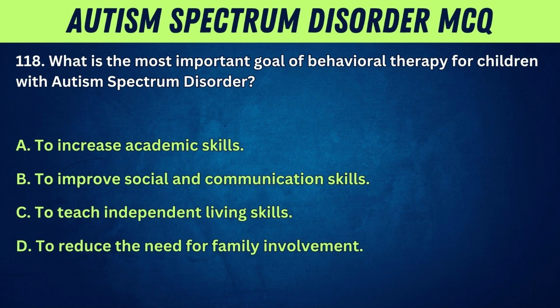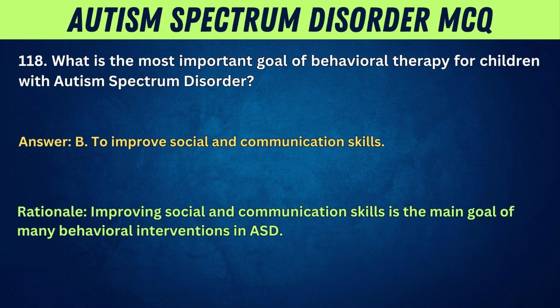118. What is the most important goal of behavioral therapy for children with autism spectrum disorder? A. To increase academic skills. B. To improve social and communication skills. C. To teach independent living skills. D. To reduce the need for family involvement. Answer: B. To improve social and communication skills. Rationale: improving social and communication skills is the main goal of many behavioral interventions in ASD.